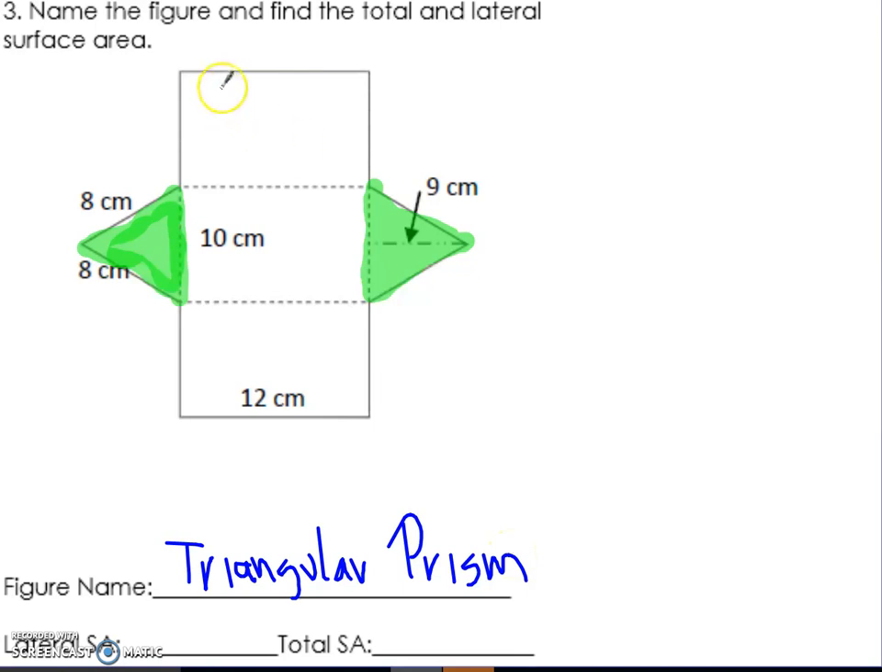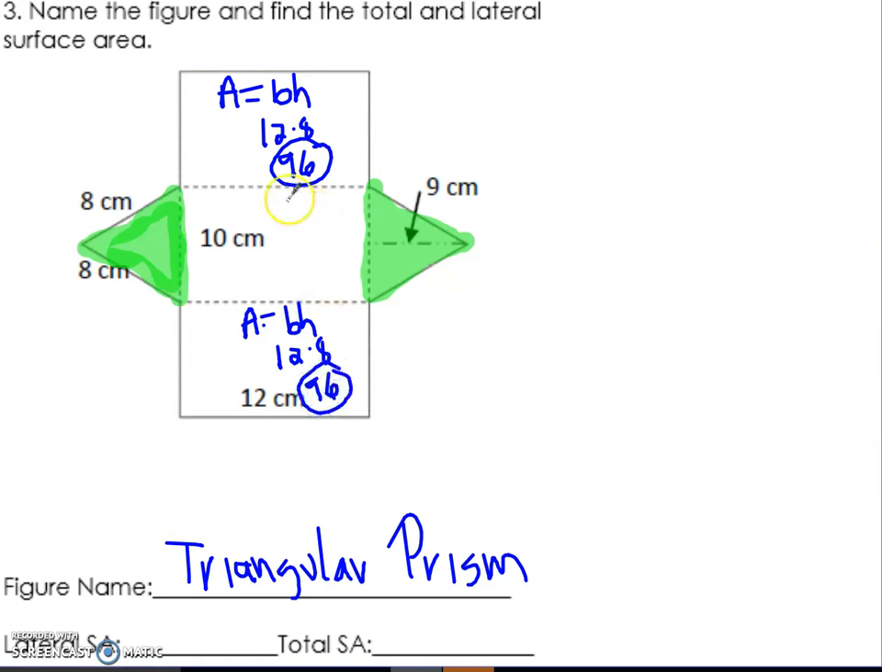All right, so this is a rectangle. Area equals base times height. The base is 12. The height is 8. 12 times 8 is 96. This is going to have the same dimensions. Area equals base times height. So 12 times 8 is 96. Okay, this one's going to be slightly different. The base is going to be 12, but the height is 10. So 12 times 10 is 120.